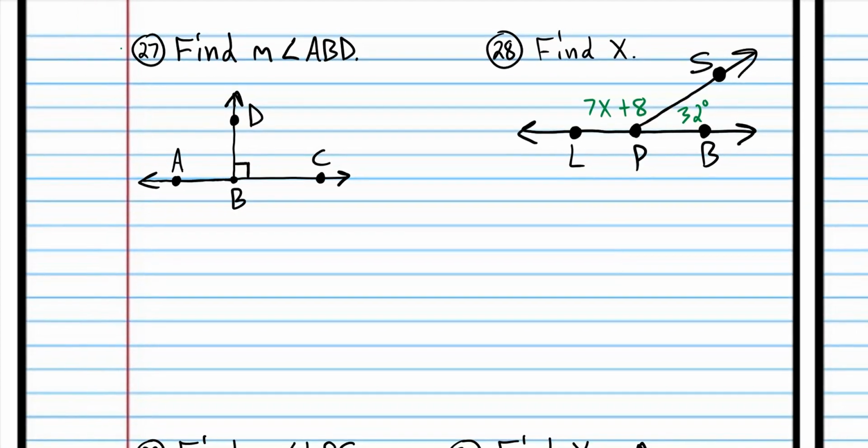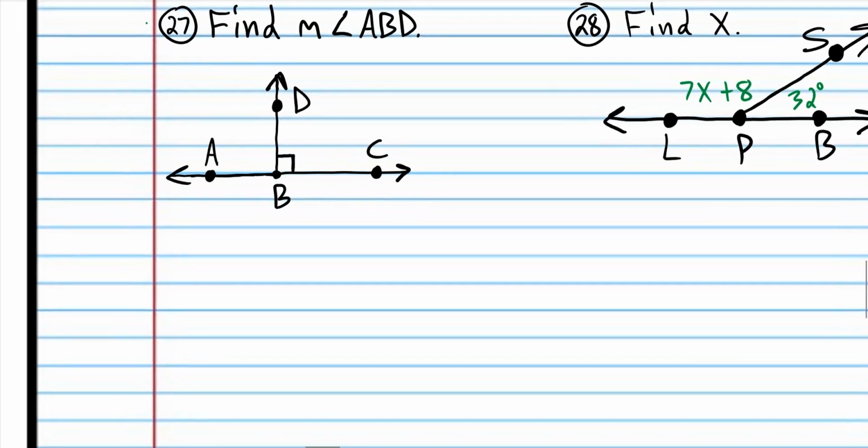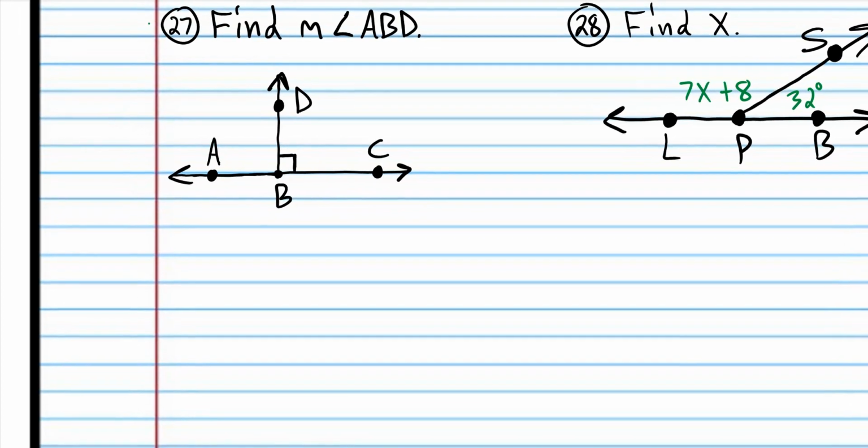All right, it says find the measure of angle ABD. So that's the measure of this angle here. We actually did a problem that kind of touched on this. These two angles, this angle here and this angle here, they form a linear pair. Now, how do I know that? Well, because their non-common sides are opposite rays. They're going the opposite direction. So we know from the linear pair postulate that this angle and this angle are supplementary.